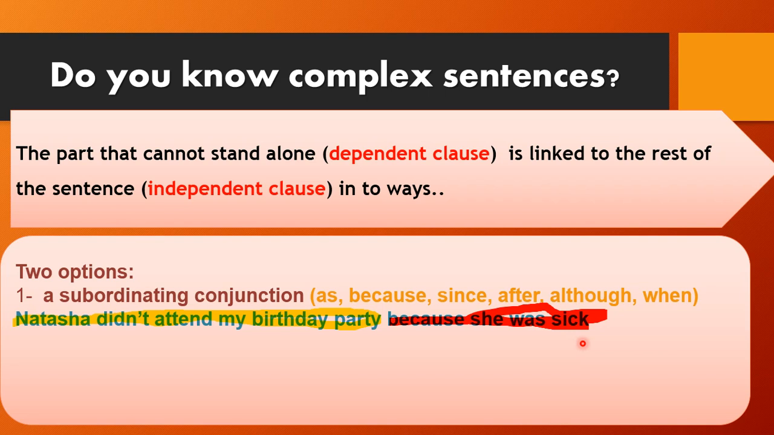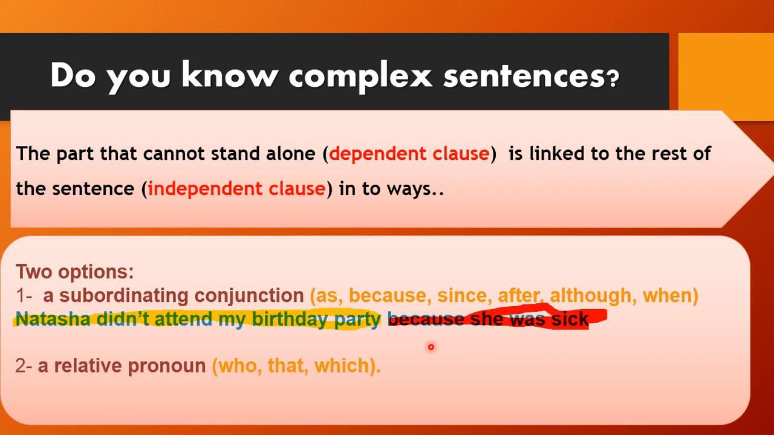Because she was sick is the second part, and it seems to me that it doesn't give me a complete thought. It's missing something, so this is the dependent clause. It starts with one of these subordinating conjunctions, which is because. The second way is the relative pronoun. We use relative pronouns like who, which, that, whom, whose, what.